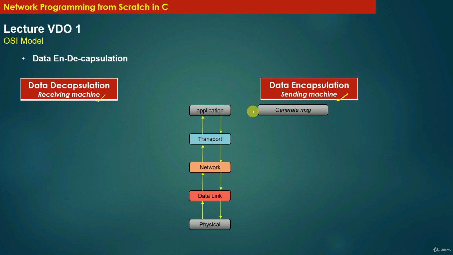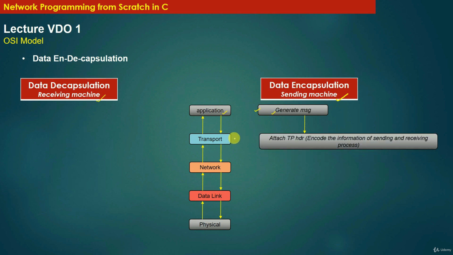So in data encapsulation, the application generates a message. Now here, the application could be any application running on the sending machine. For example, it could be as simple as some messenger, or it could be browsing the internet through a web browser. So at the end of the day, any network application generates data. This data is passed by the application to the transport layer.